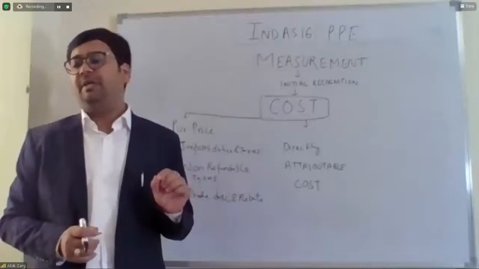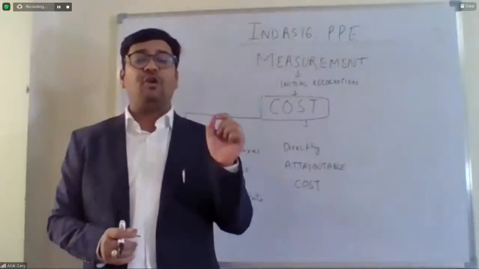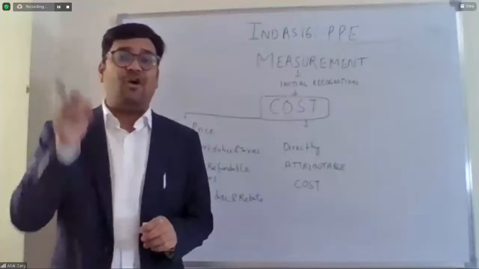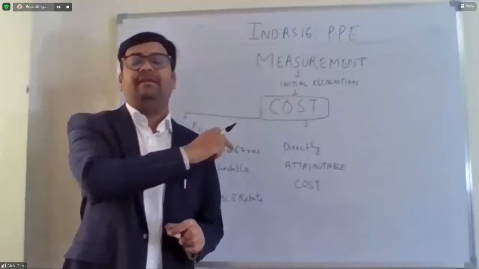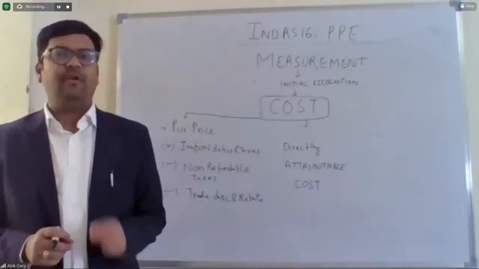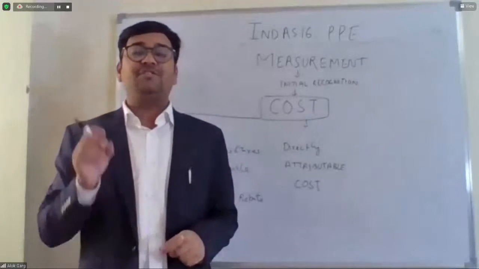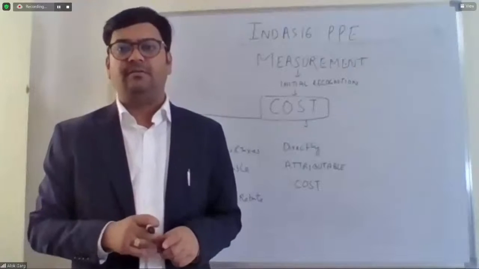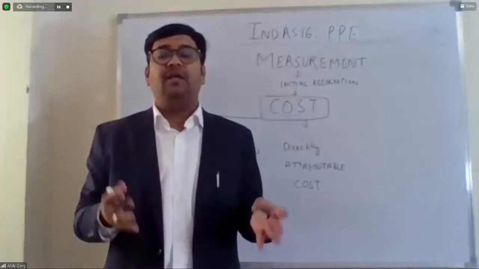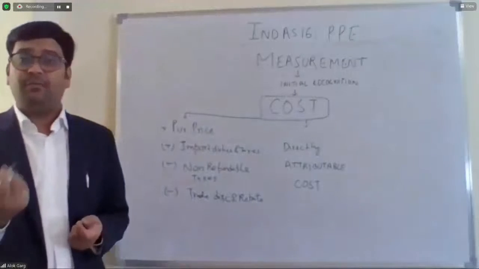Directly attributable cost means had the asset not been acquired, the cost would not have been incurred. It means the cost which is directly associated, directly related with that particular asset. For example, if the company had not purchased the machinery, the installation and assembly cost would not have been incurred. This is the meaning of directly attributable cost.